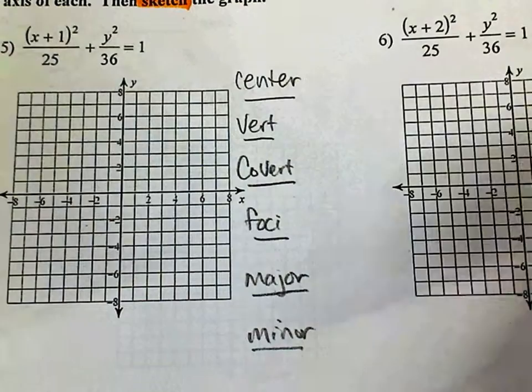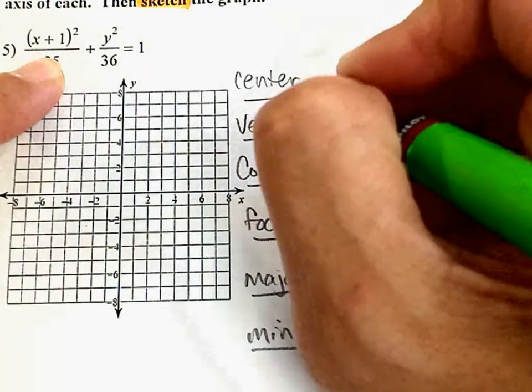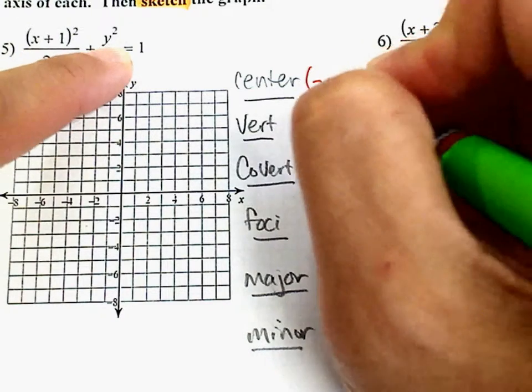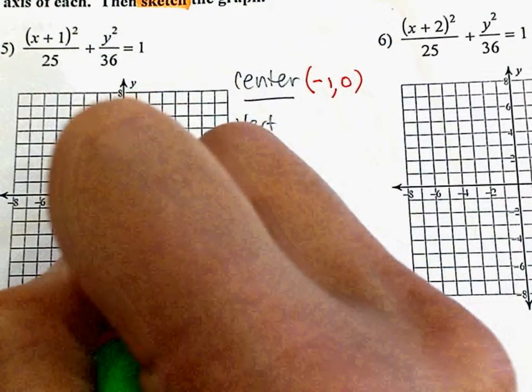First of all, find your center. Your center is always your h and your k. So this will be -1. There's no k there, so it's a 0. So your center is -1 and 0.